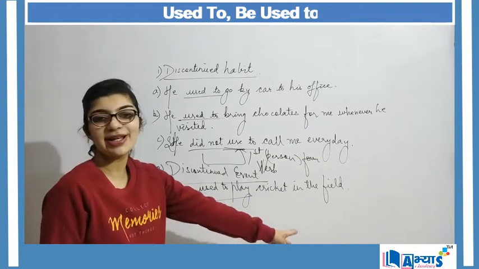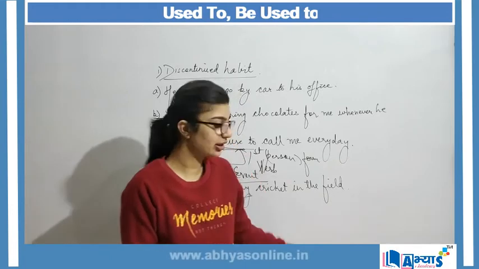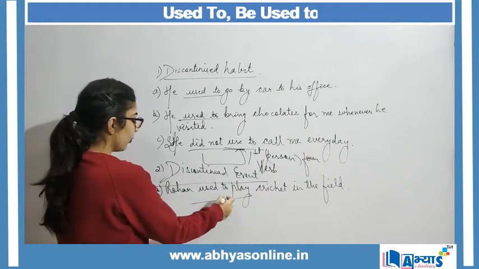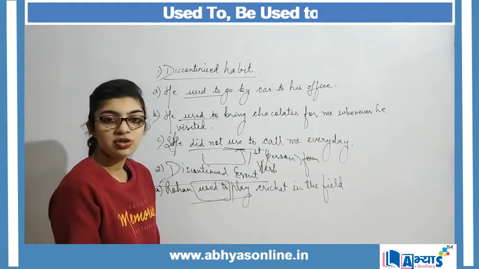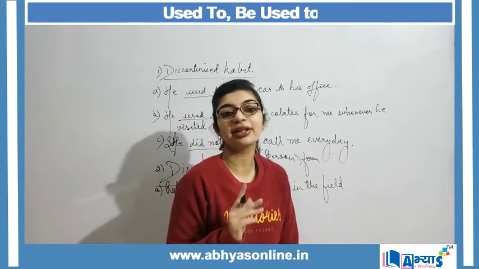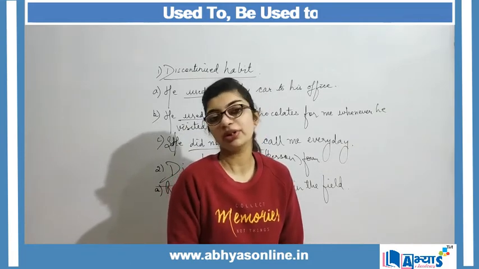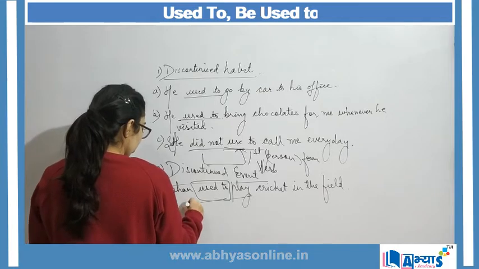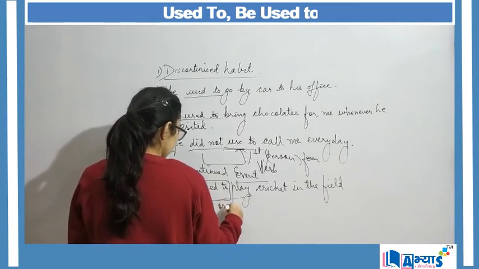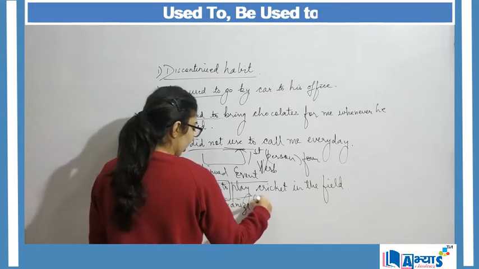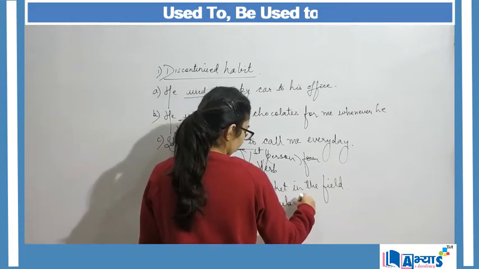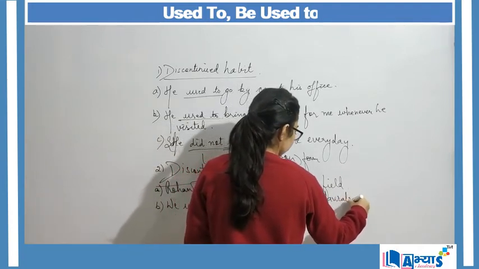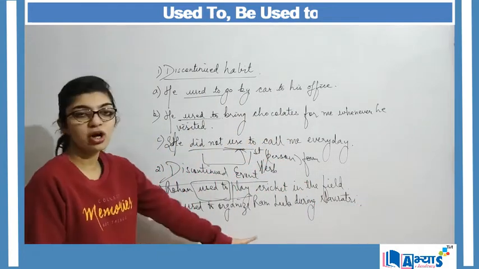Now playing cricket is basically an event that took place in the field, but now he no more plays cricket. Therefore, I am making use of used to. Used to is used to reflect the past tense and a discontinued habit or a discontinued event. Like I say, we used to organize Ramlila during Navratri.